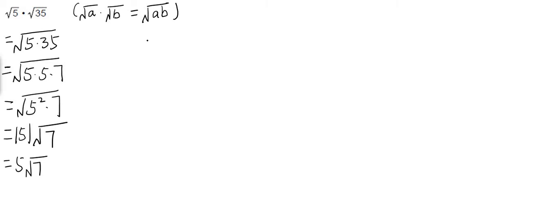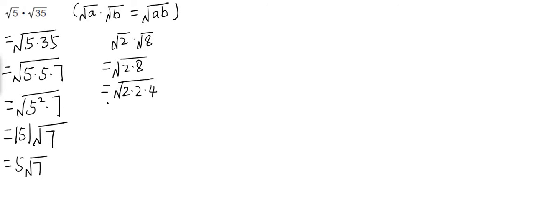Now I give you another example. How to simplify square root of 2 times square root of 8. We're gonna follow the same strategy: 2 times 8. How to simplify this? Usually we can say 8 can be factored as 2 times 4, and we can easily tell 2 times 2 is 4, so 4 times 4 is 4 squared. Or you can factor 4 as 2 times 2.